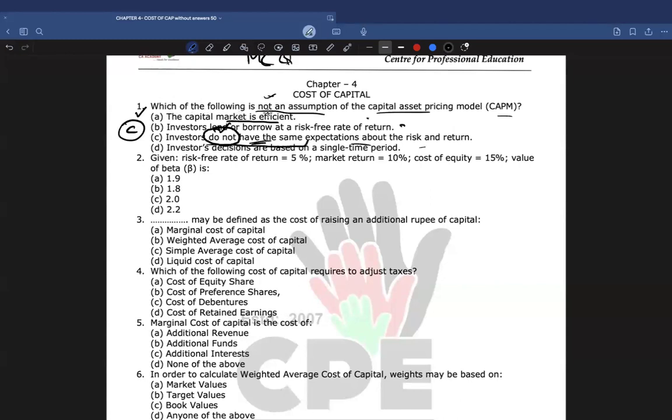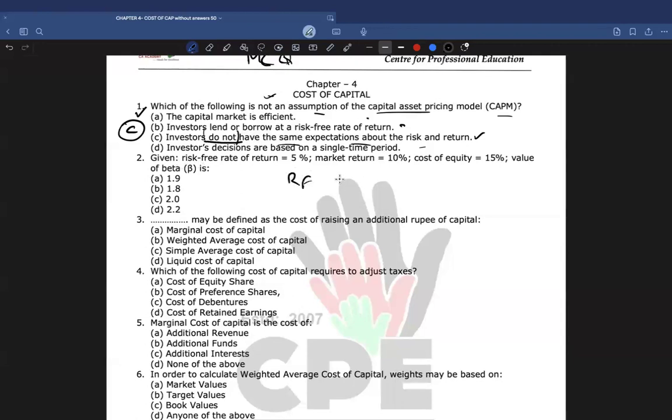Very slight chance maybe ఈ బిట్ అడగడానికి ఎగ్జామ్ లో, but just to be clear, A, B, D are supposed to be assumptions under CAPM, but C is supposed to be not an assumption. In fact, reverse is assumption, which is investors do have same expectations about risk and return. As assumptions, so do not call risk free.